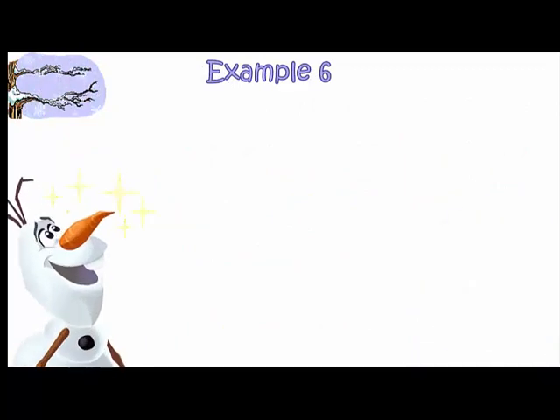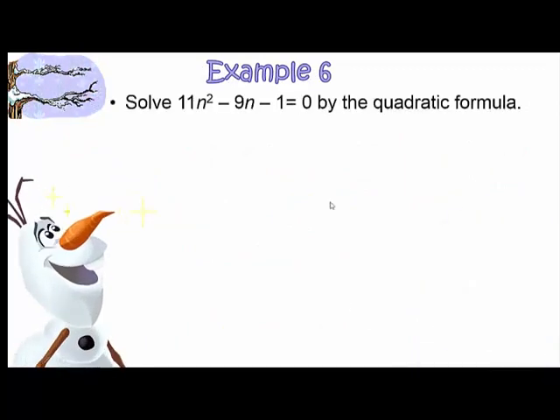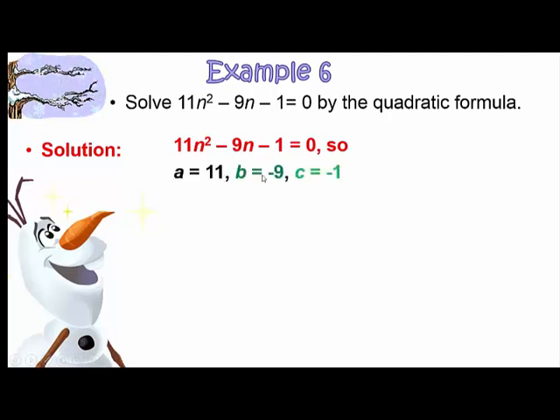For example number 6, we're going to solve this. Again, maybe we can use an AC method, but we don't know if it's going to be nice and easy and everything is going to work out nicely. So it's probably always best to use the quadratic formula in something like this. So here we have it. It's in standard form. So we're going to designate A is 11, B is -9, C, there's C, -1.